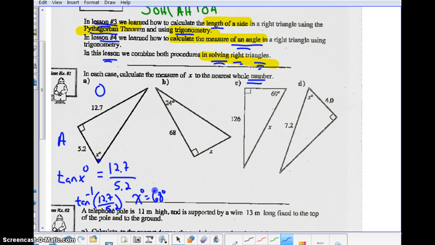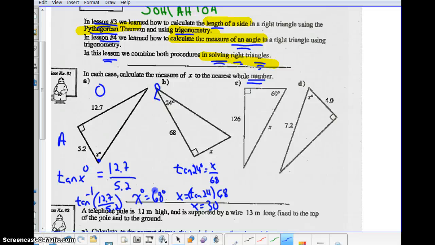In the second triangle, I'm standing here at 24 degrees. Therefore, my ratio would be tangent of 24 degrees is equal to x over 68. And therefore, x is equal to tangent 24 times 68. And so x is equal to 30 to the nearest whole number.